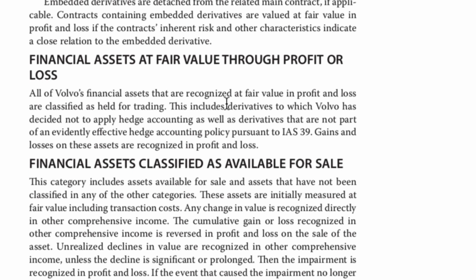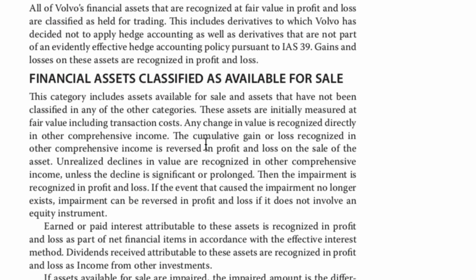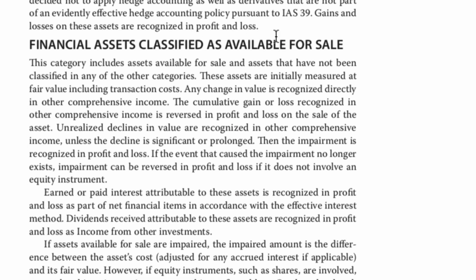This includes derivatives to which Volvo has decided not to apply hedge accounting, as well as derivatives that are not part of an evidently effective hedge accounting policy pursuant to IAS 39. We didn't talk about this at all, so we can ignore that. Gains and losses on these assets are recognized in profit and loss. Financial assets classified as available for sale. Recall that this category, all unrealized gains or losses go to OCI. Let's see if it's consistent.